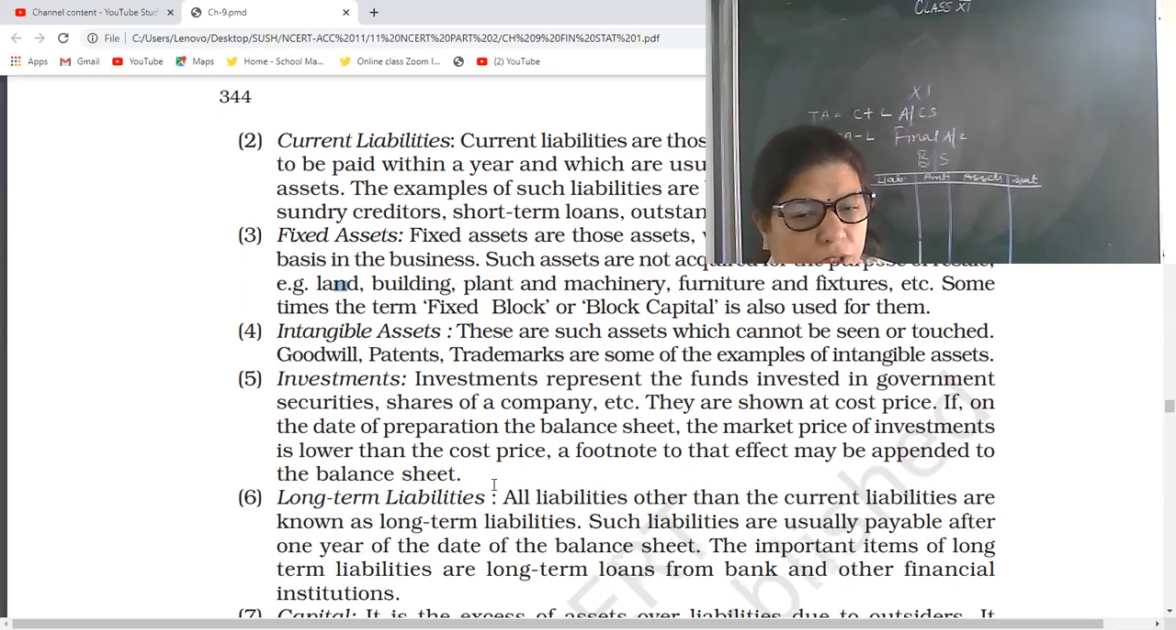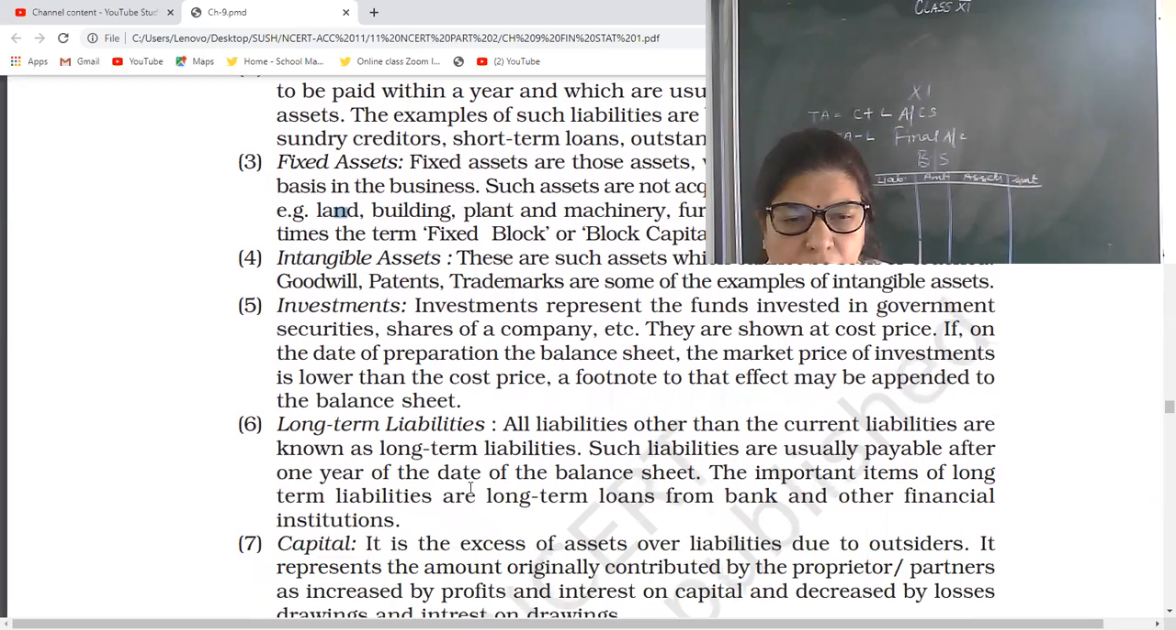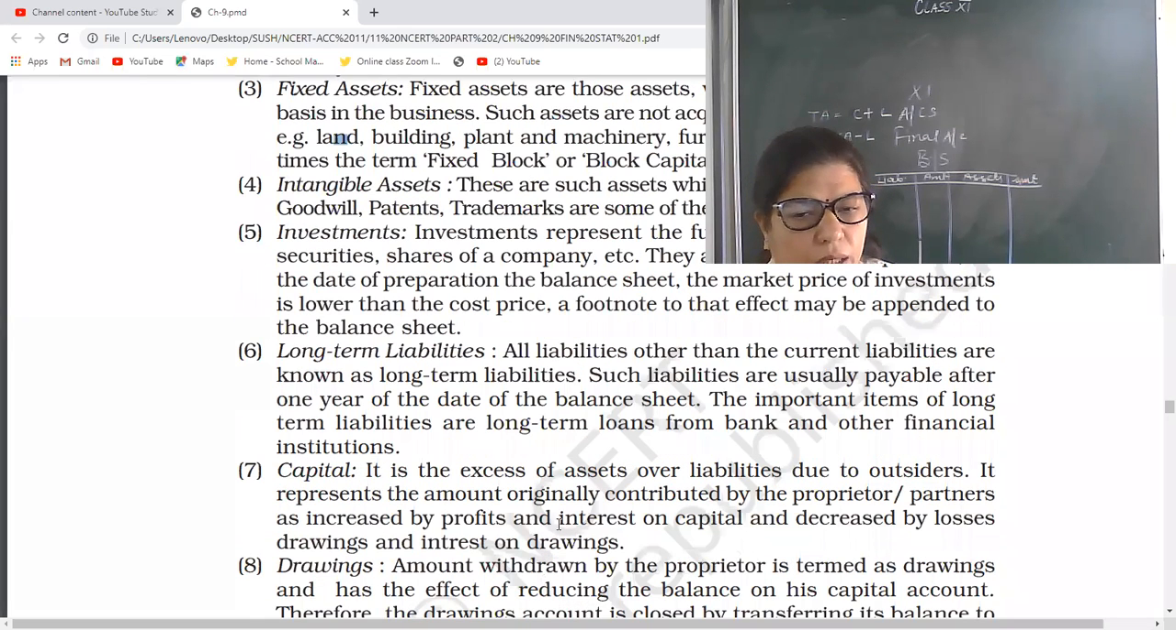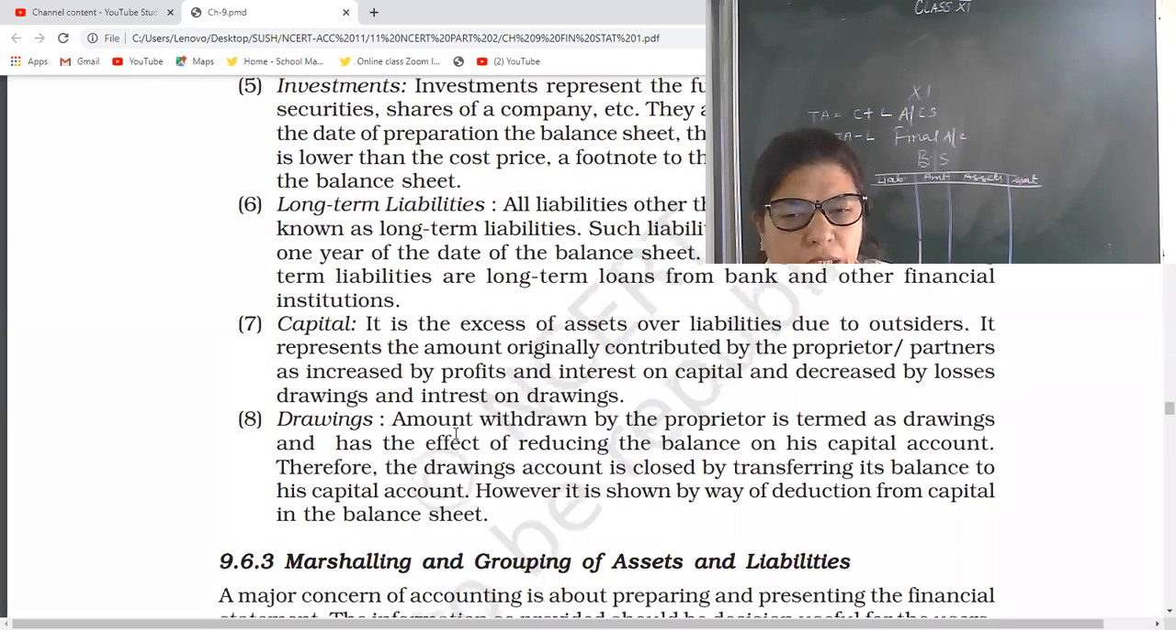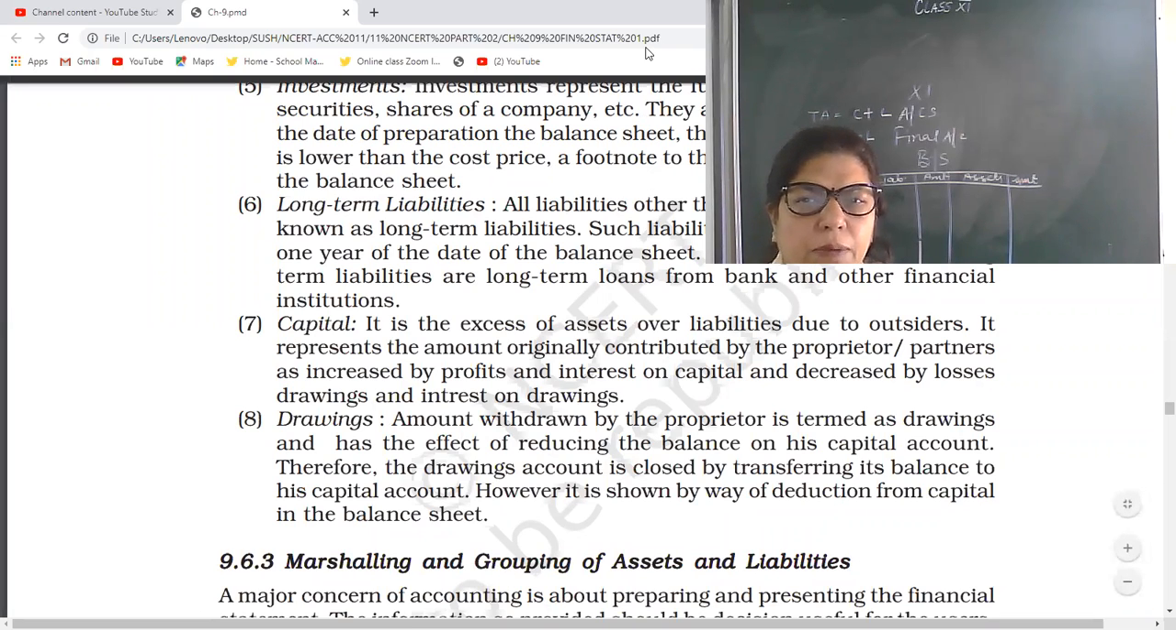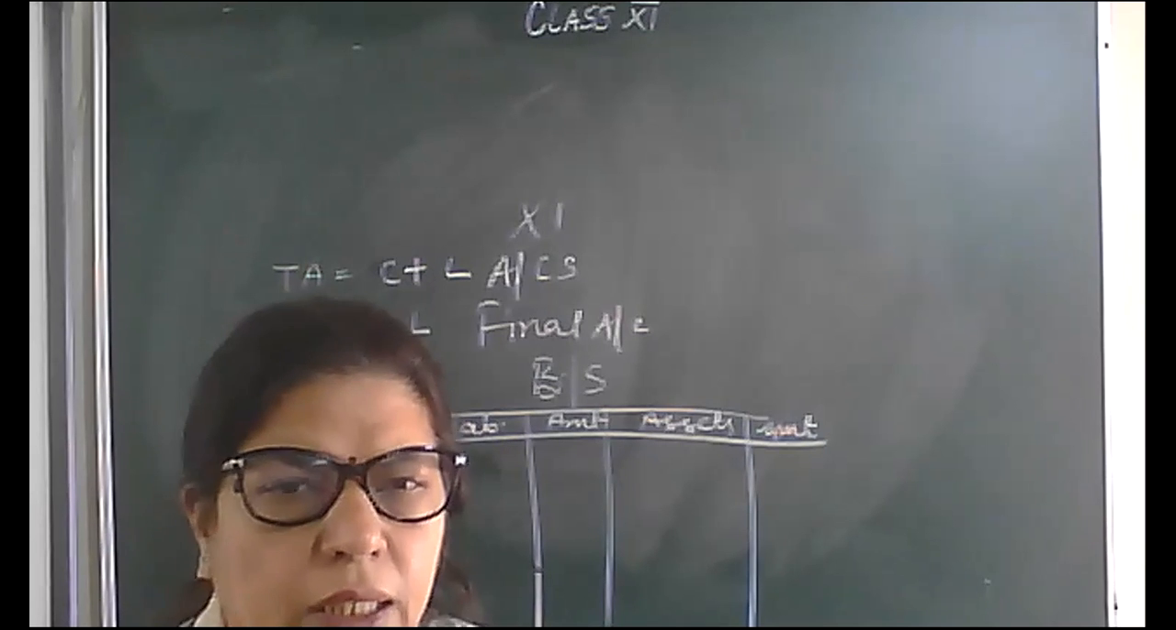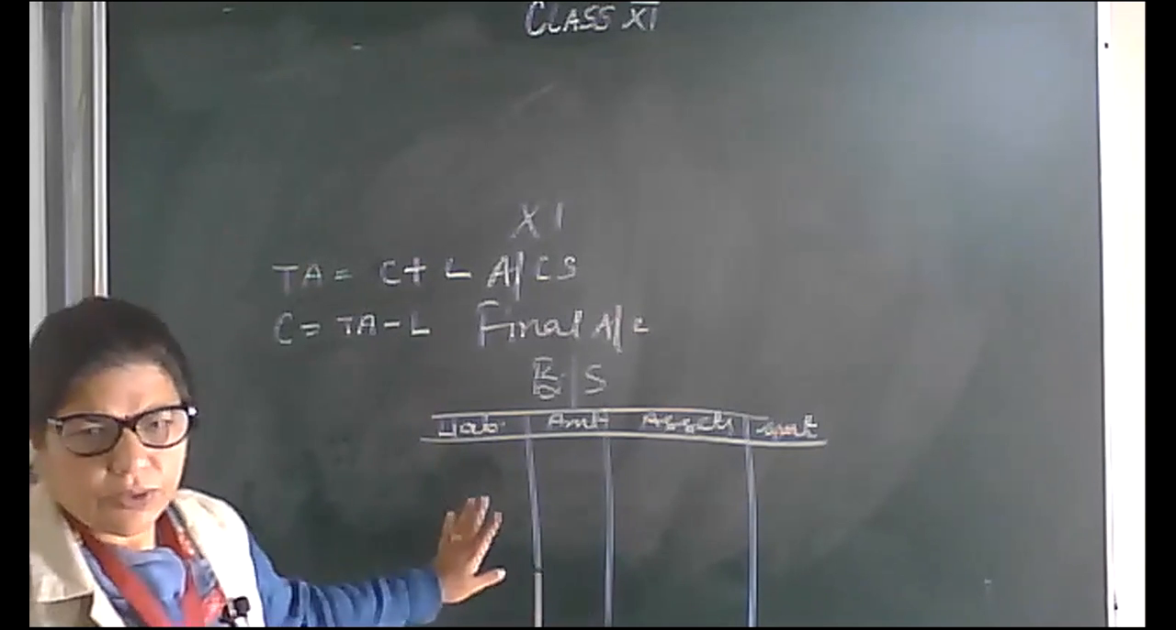Long-term liabilities, which are to be paid after 1 year. Capital, the amount contributed by the proprietor. Drawings, the amount withdrawn by the proprietor. Tomorrow I will explain marshalling and grouping. Okay, so today we completed the balance sheet. This one is the balance sheet, you can see.